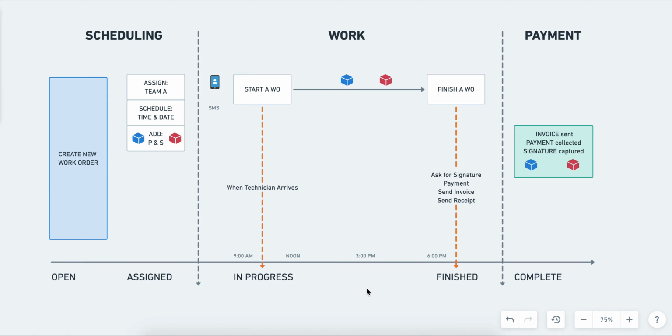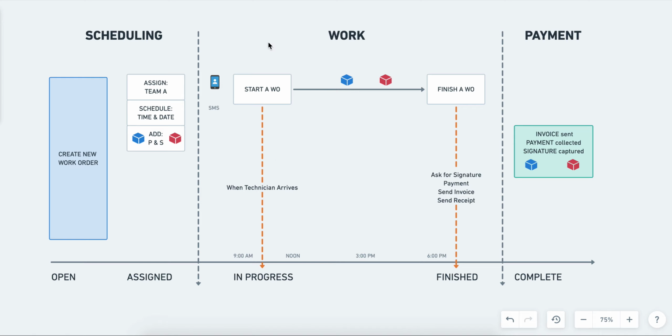Hello everyone. We have this opportunity to make a new feature for how a work order is created. Currently, in a nutshell, when you schedule a work order, you assign a team, schedule a time and date, and add a product and service. As soon as a team is assigned, the status of the work order is assigned.